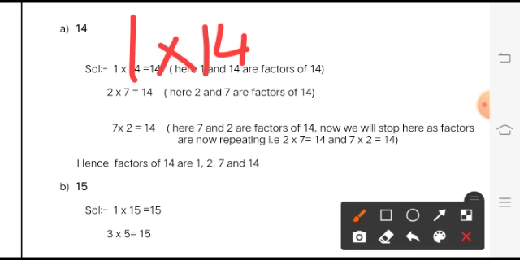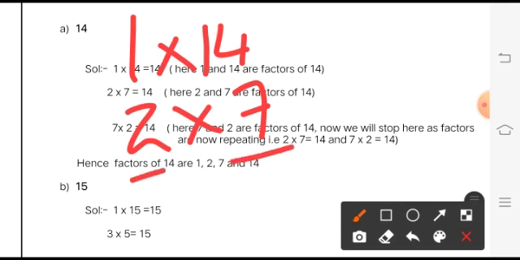Next we look into the table of 2. Whether 14 exists in the table of 2? Yes, we know that 2 sevens are 14. That means both 2 and 7 are its factors. Then we look in the table of 3, 4, 5 and 6. We know that 14 does not exist in all these tables and 14 exists in the table of 7. 7 twos are 14. And here you can see factors are repeated in 7 twos are 14. We get both these factors again, isn't it?